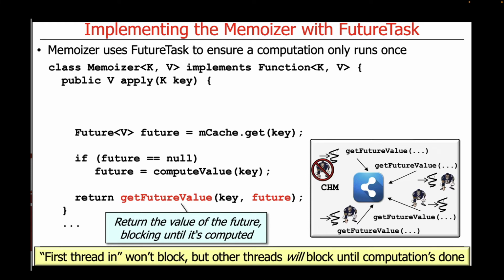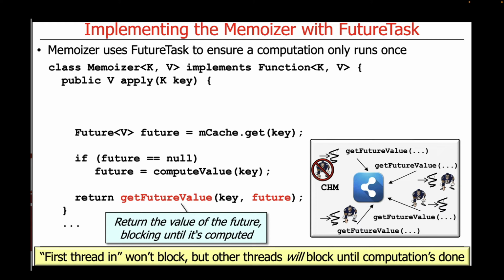So what happens here is, let's say there are 4 threads. They all call get on the cache, on the concurrent hash map. They all get back nulls. They all call ComputeValue. Only the first thread that gets in there will run, and all the others are going to block. So the first thread in will not block, but all the other threads will block.